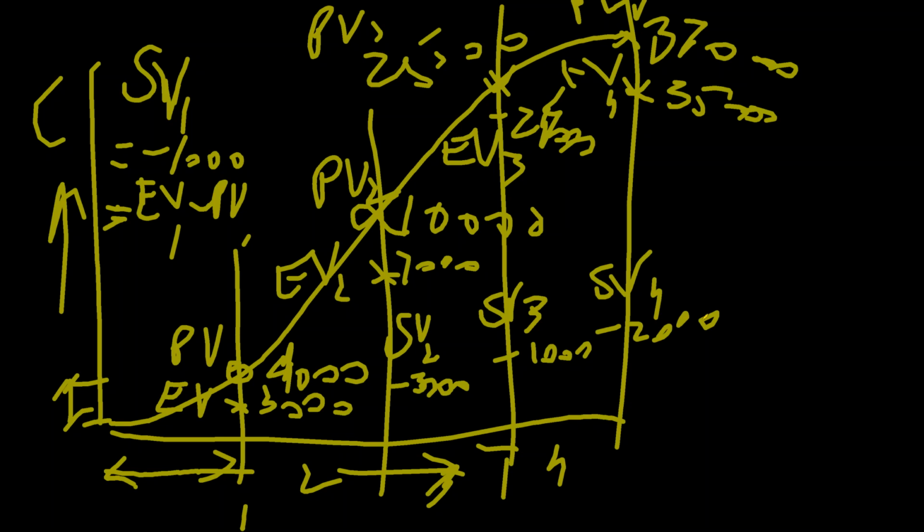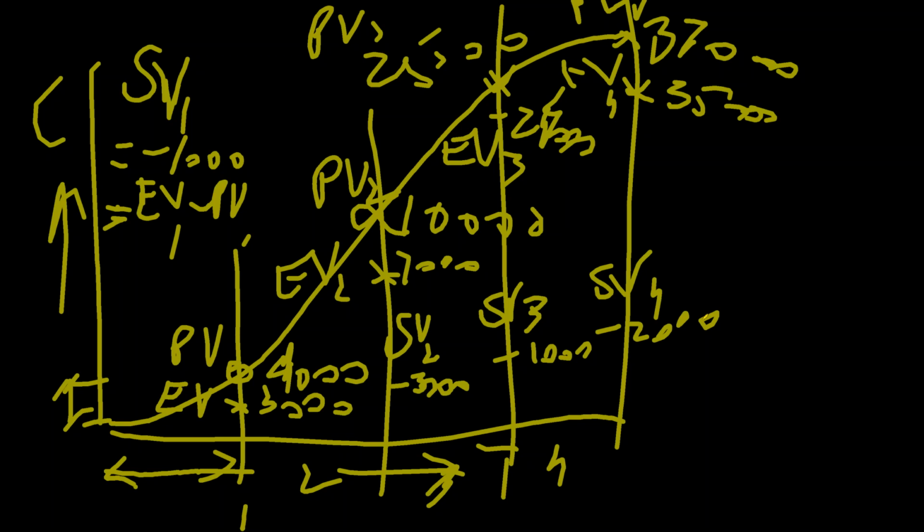So minus means behind schedule, behind schedule, behind schedule. So we are consistently behind schedule. Our schedule variance is consistently negative. So we are very bad in maintaining the schedule.